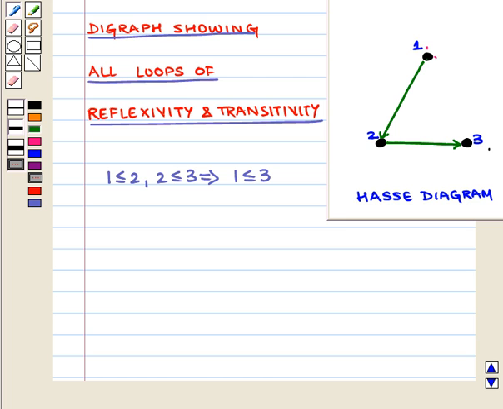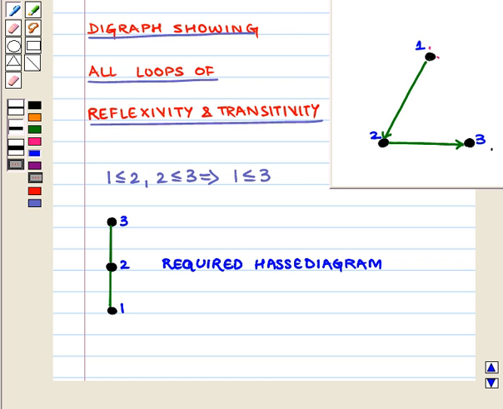So we are left with the following diagram. Now again we will draw it so that all edges point upwards and will remove arrowheads showing direction. So we are left with this diagram. This is the required Hasse diagram.